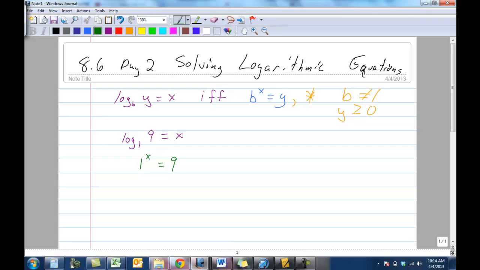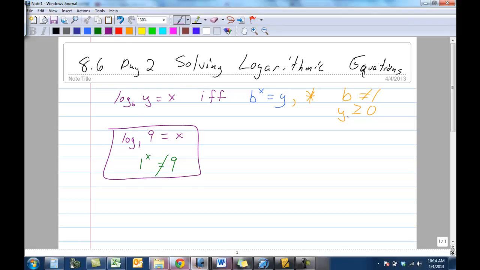Well, 1 to the what power, even 1 squared, 1 cubed, 1 to the 87th power is always 1. Even negative exponents, 1 to the negative 9 is still 1 divided by 1 to the 9th, which is still 1, right? So here's the thing. It'll never be 9, even if it's a fraction. 1 to the 1/2 is still root 1, which is still 1, right? That's why the base, b, can never be 1, because that will never happen. All right? So that's the first thing.